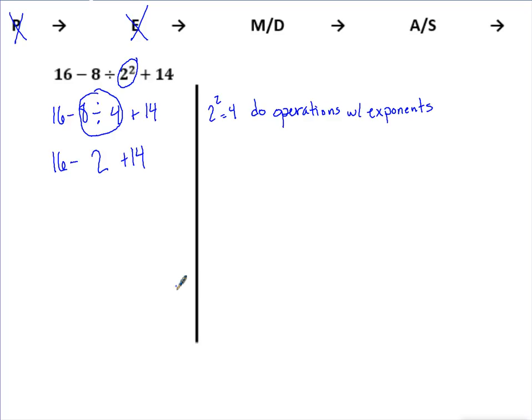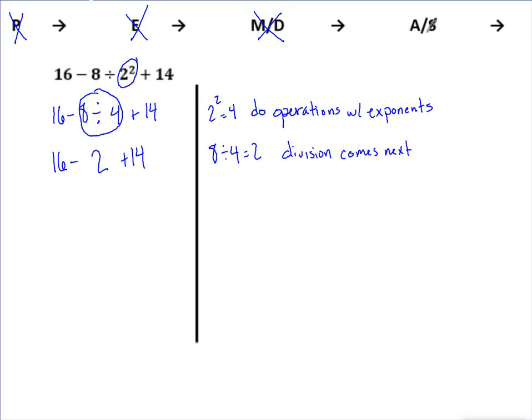8 divided by 4 is 2. So I have 16 minus 2 plus 14, and again I'm going to write my explanation over here on the right. And this explanation is in my own words, so you don't have to necessarily copy exactly what I write. You need to write it in your words so that you will remember what you're doing. So if I look through the rest of the expression, there's no more multiplication or division, so that part is done, and now addition or subtraction.